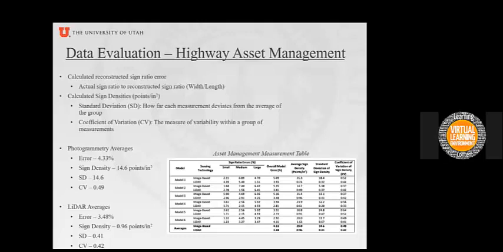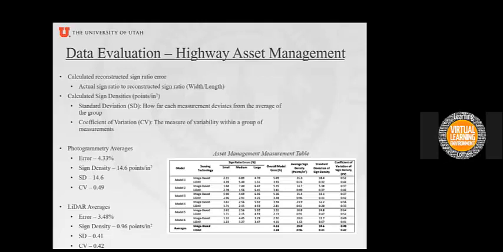One thing you'll notice, which I'll talk about in the next few slides, is the sign densities. The sign densities for the photogrammetry models were much more dense, and that goes for the model as a whole. The photogrammetry models were much more dense than the LiDAR models. I'll talk a little to that in the next couple slides as to why we think that is the case. The next important variable to look at here is the coefficient of variation.